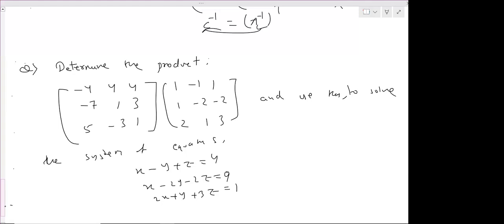Is it minus z or just z? Where? Everywhere. The equations: x minus y plus z equals 4, x minus 2y minus 2z equals 9, 2x plus y plus 3z equals 1. Then why did you put an extra dash there?